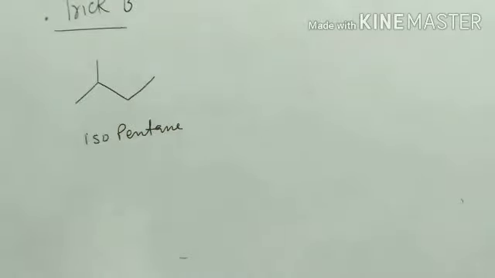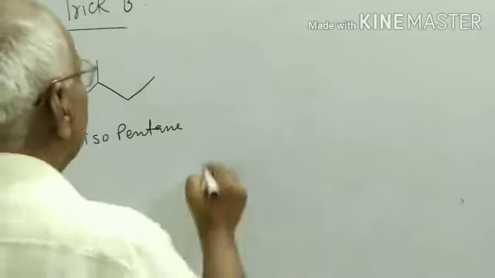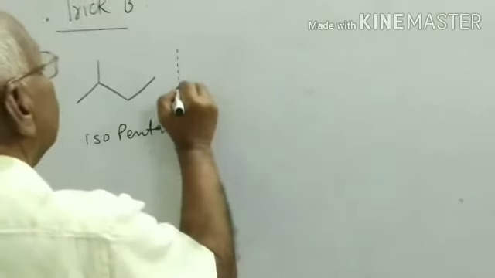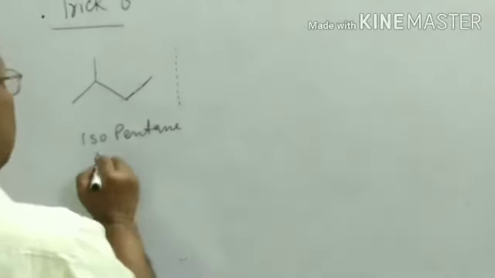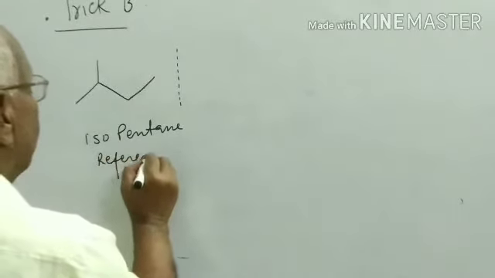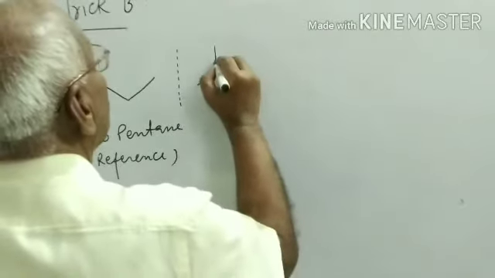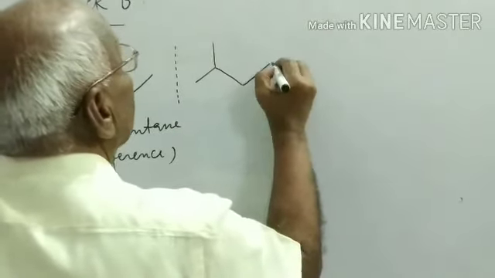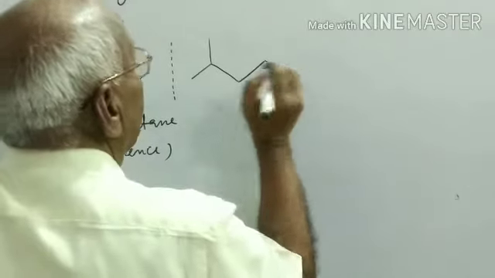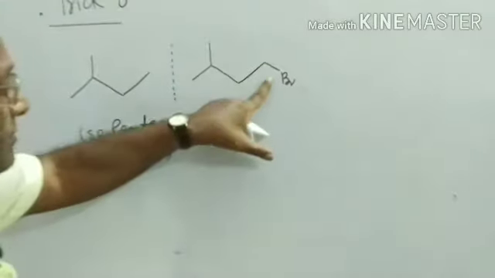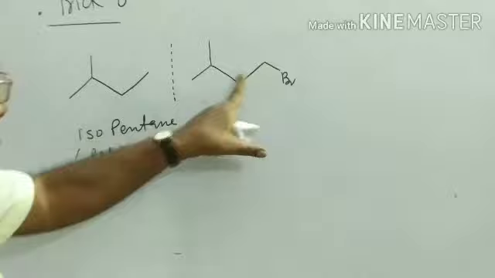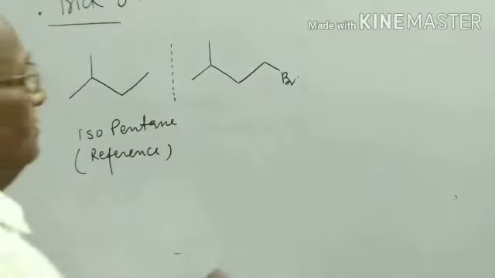You allow it to enter the bromine atom. This is for the difference. Isopentane is the skeleton of the alkyl group. Now I write so many structures here. So this is 1 degree bromopentane, isopentane.